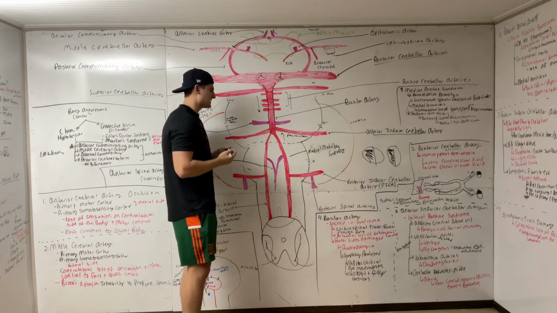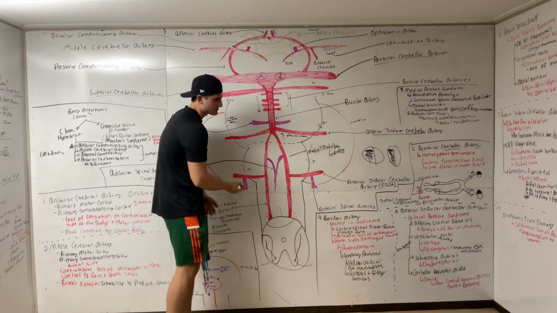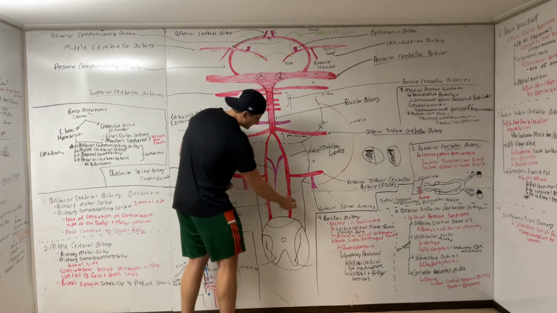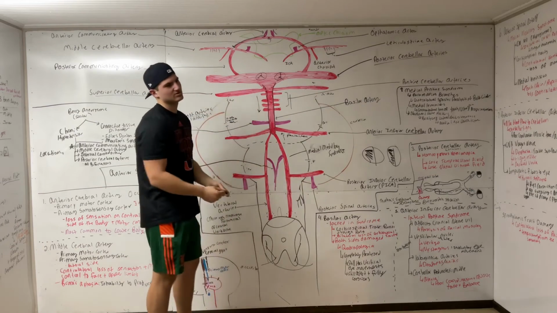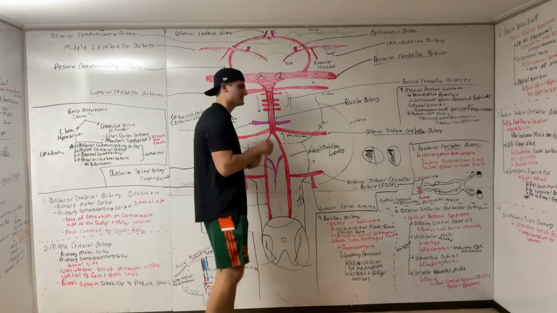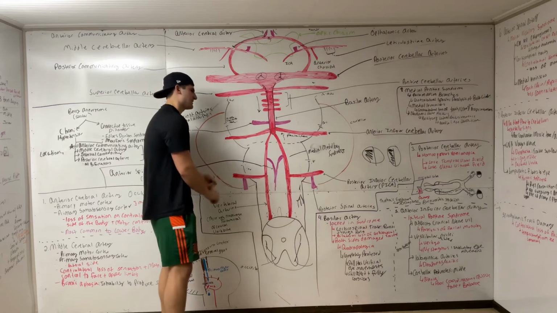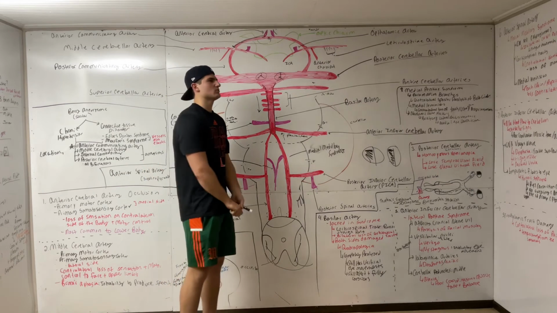Now, the last one that it's going to damage is our medial lemniscus. Where does it come from? Well, remember we have tracts that ascend upwards, and when those tracts come together, they form the medial lemniscus. So the medial lemniscus is responsible for what? Touch, pain, vibrations, and what's the most important one?